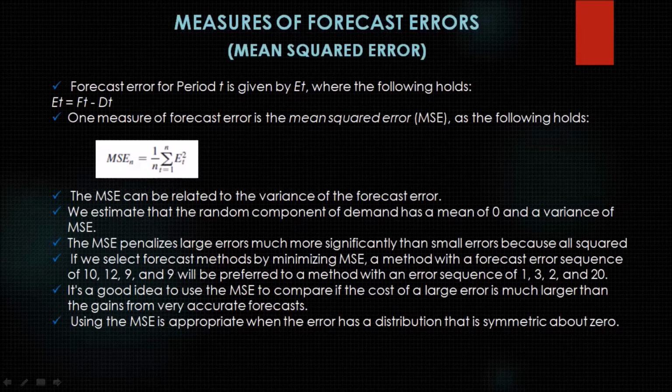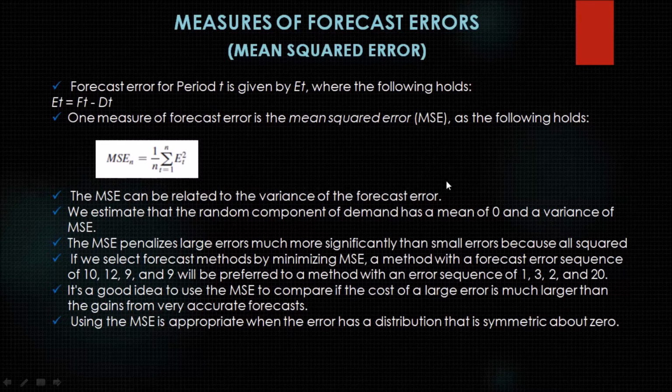So, I'm Michael. I will explain about the measures of forecast errors, mean squared error. Basically, the forecast error for period T is given by ET, where the following holds by the equation: ET equals FT minus DT. One measure of forecast error is the mean squared error, or MSE, as the following holds below. We stated the equation.